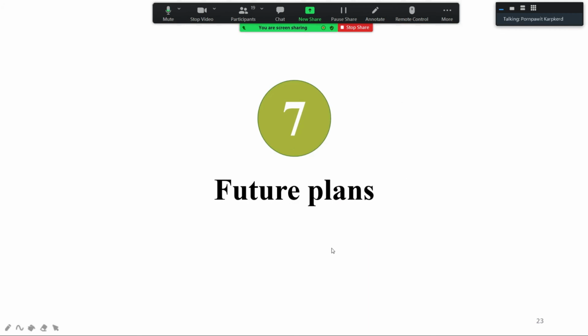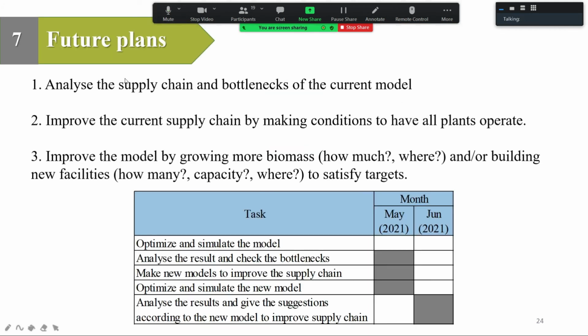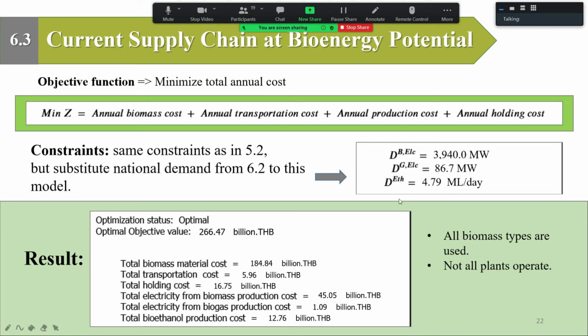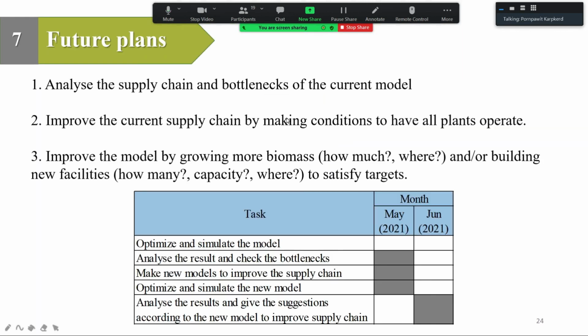And here are my future plans. The first one, I have to analyze the supply chain right now. What is the bottleneck? And since not all power plants operated, which is not so realistic because they already built the power plants, they should produce and sell energy. So I have to improve the model by adding some condition or constraint to make all power plants operate.